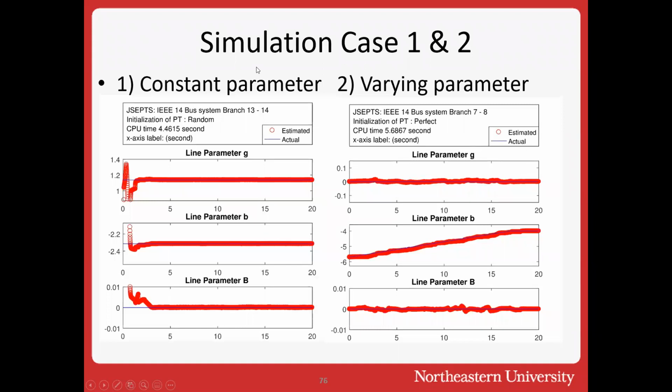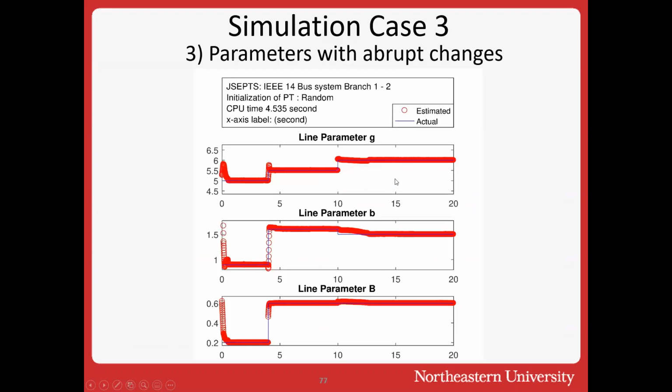Okay, and some simulation results, again, for the constant parameter case for G and B and the shunt susceptance, starting from a random initialized value, it converges. It takes a while to converge, but after a few scans, it converges nicely. And then these are the cases where the parameters are allowed to vary smoothly and parameters are tracked. And then these are the cases of abrupt changes in the parameters. Again, the dynamic estimator follows these as expected.